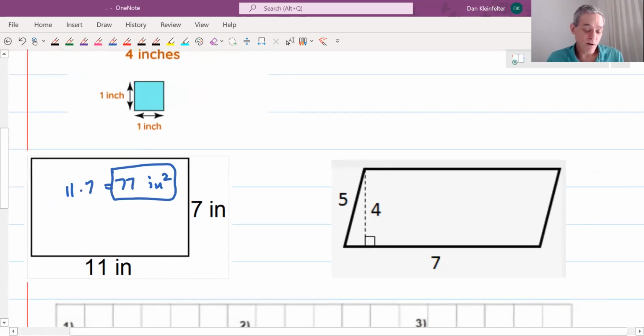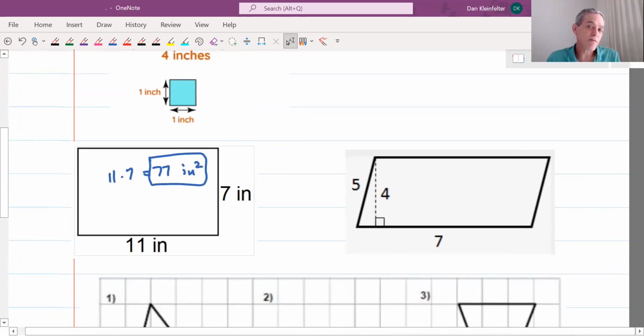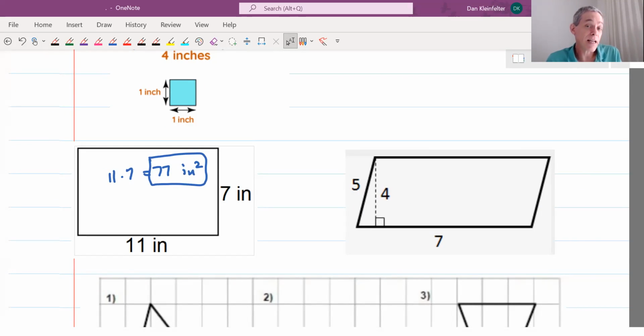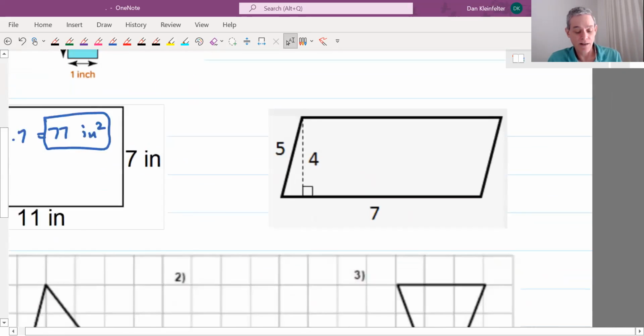It turns out that the formula for the area of a parallelogram is the same. A parallelogram is a shape that looks kind of like a rectangle. It has 4 sides. It has 2 pairs of parallel sides, like this one.